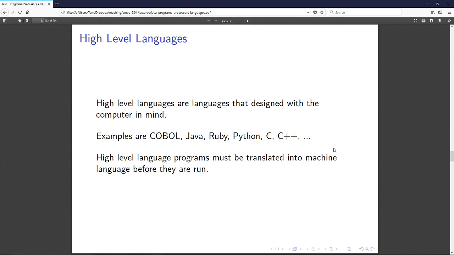So the issue then is if the processor only understands machine language, that's difficult for humans to deal with all the time. So we have these high-level languages. They're easier for humans to deal with. But the issue is, in order to get your program to run, instructions in high-level languages need to be translated into machine language before the program can be run.